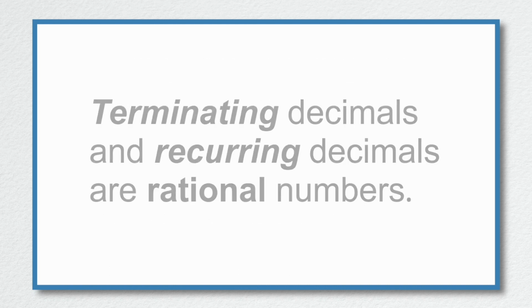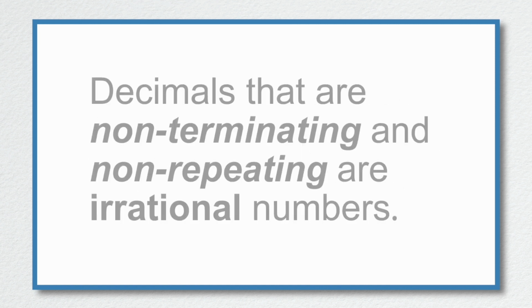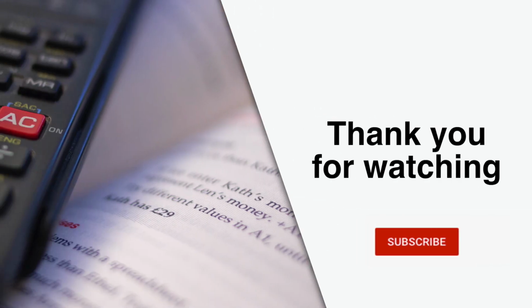So to summarise, if you see decimal numbers that terminate or have a recurring digit or group of digits, these are rational numbers. And if you see decimal numbers that don't terminate and there is no repeating digit or group of digits, then these are irrational numbers. So there's a brief look at rational and irrational numbers.